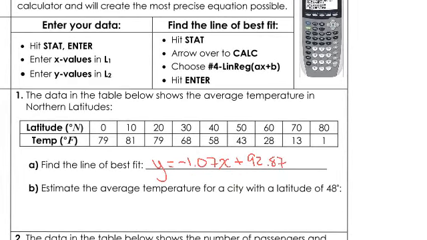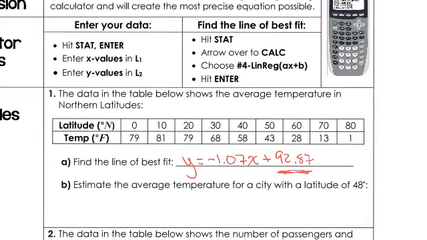So what does this mean? Well, remember, what is our y-intercept? Our y-intercept is where the line starts. So even though our highest x value is 80, and our highest temperature is 81, it's saying that our starting point is 92.87. I know that sounds ridiculous, right? But that's what it is.